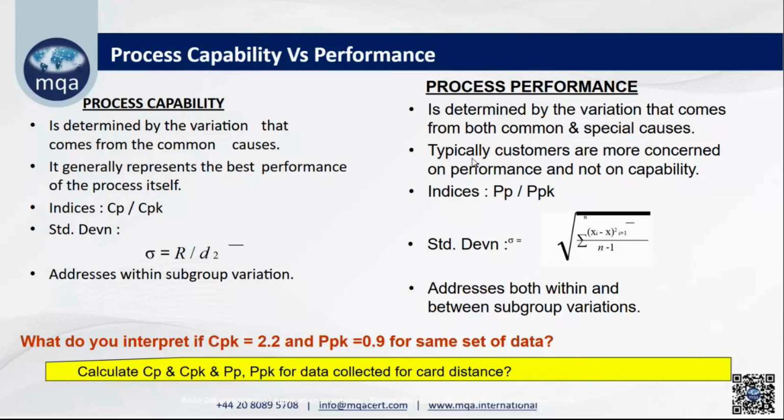Typically customers are more concerned about the performance, not the capability. The standard deviation calculation is as per the formula, where we take n-1, addressing both within and between subgroup variation. So what do you interpret from CPK 2.2 and PPK 1.9 for the same set of data? We have to calculate and see. Actually, CPK should be more than 2. More than 2 means our specification tolerance is double the process width.